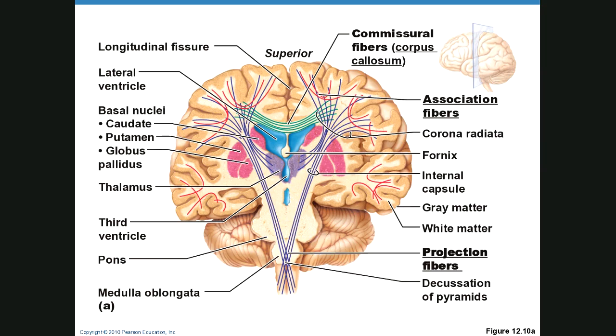Okay, this is the commissural fibers, which is in the corpus callosum, left brain, right brain communication. Association fibers, all through here, different parts of the brain are associating with each other. And then we have your projection fibers. And you can notice that they are decussating or crossing over in the medulla oblongata, so that this part of the brain sends signals for motion, sensation, whatever, to that side of the body.